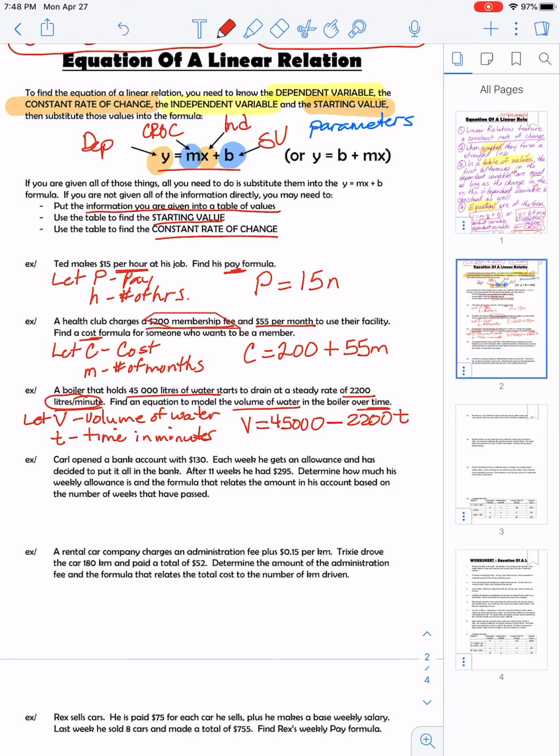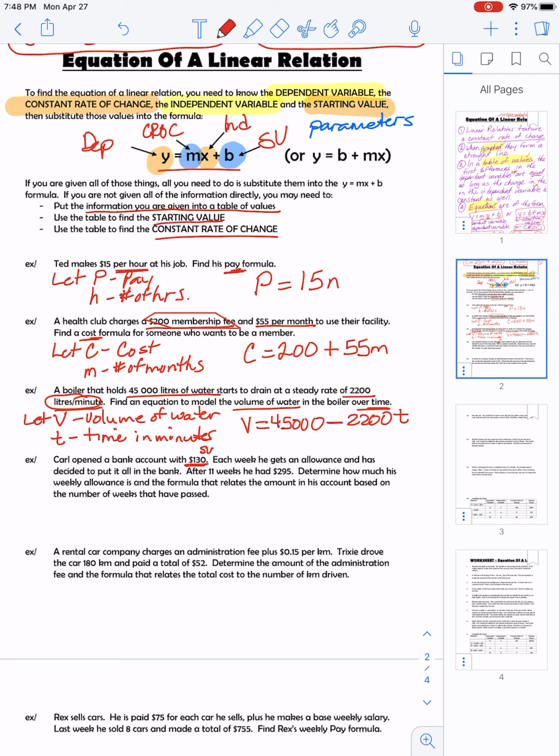Okay, so this is part 3 of lesson 4.5, the equation of a linear relation, and we're going from words to a formula or an equation. All right, Carl opened a bank account with $130. So obviously the starting value is 130. I'm just going to put SV beside that because we know that's the starting value.